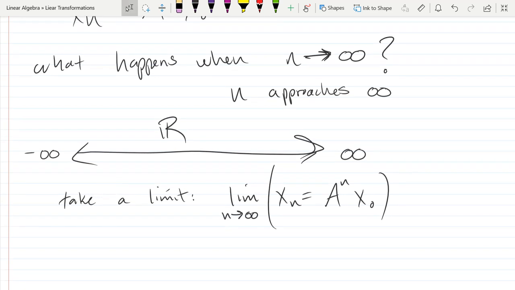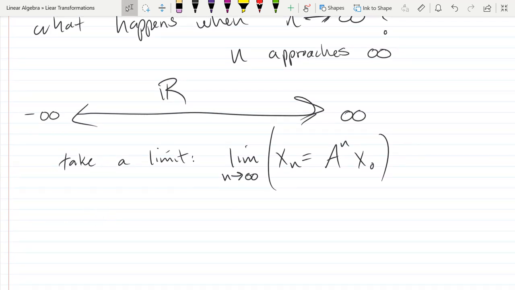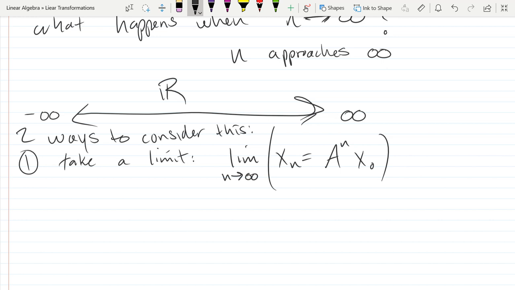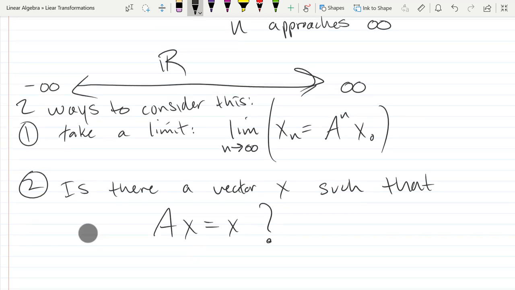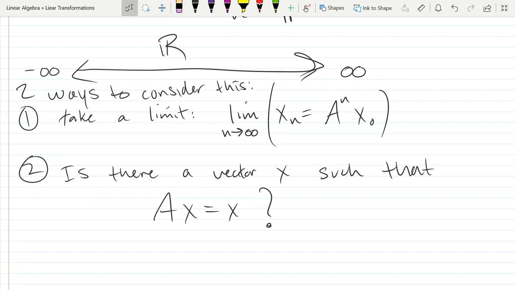So that's one way to look at this, take a limit. There are two ways to consider this. One is take a limit. There's a second way we can do this. Is there a vector x such that Ax = x? So is there a vector such that when you multiply by A, it doesn't change? If there was a vector such that Ax = x, what would A squared x be?